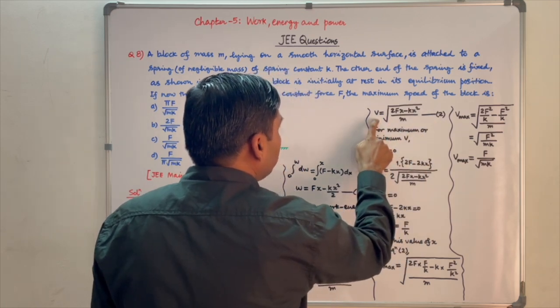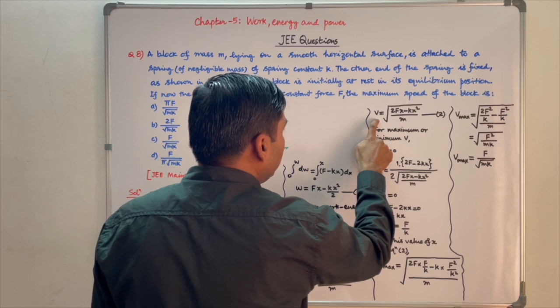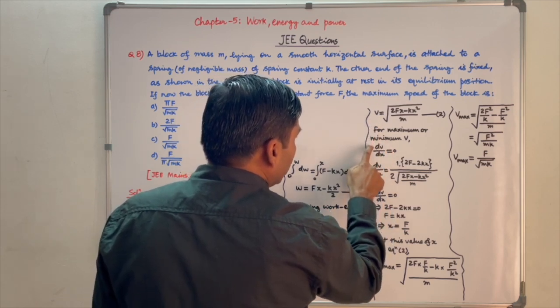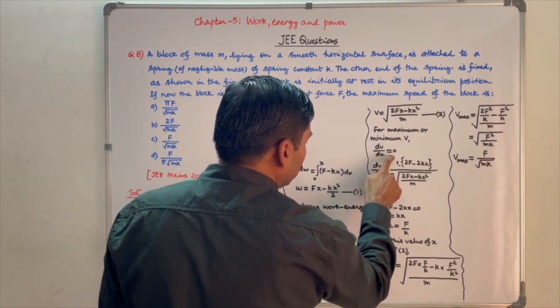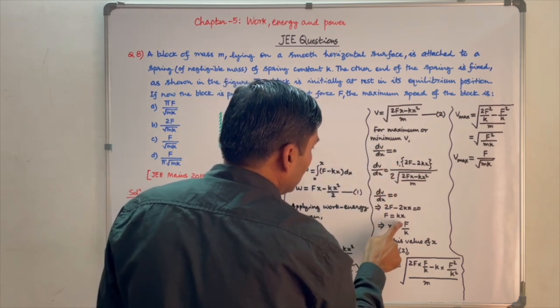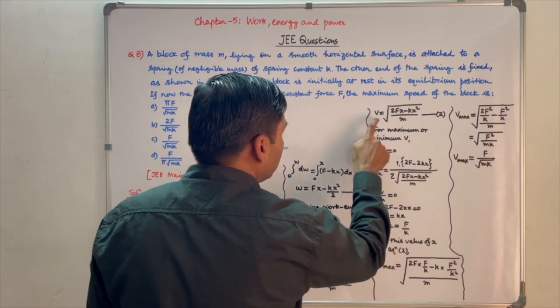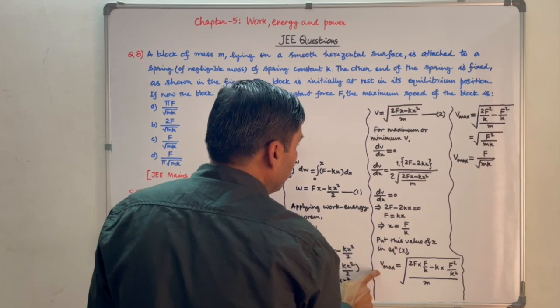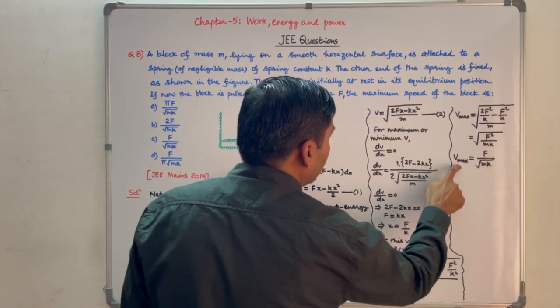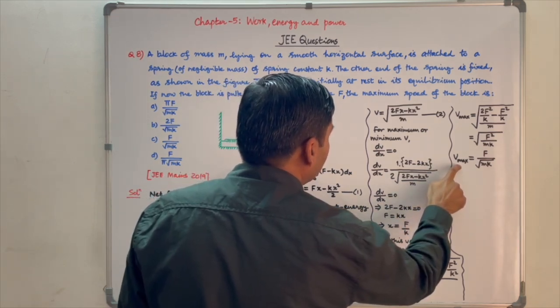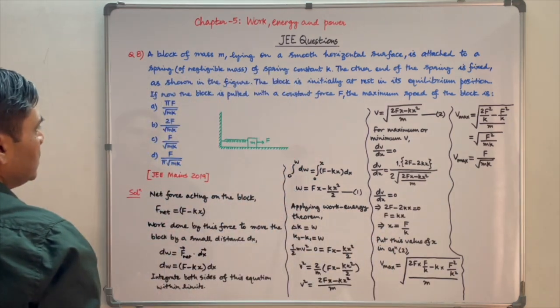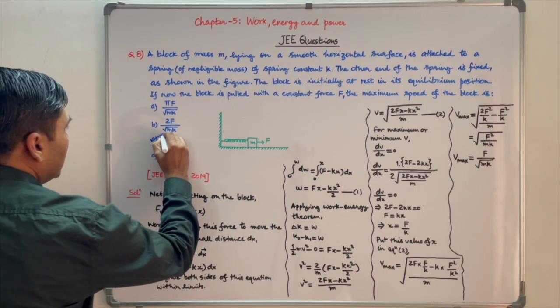For v to be maximum or minimum, dv upon dx should be 0. So finding out dv by dx and equating to 0 gives x equal to F by k. Put this value of x in equation number 2. That gives v max equal to F by under root of mk. So this is our answer. So option C is correct.